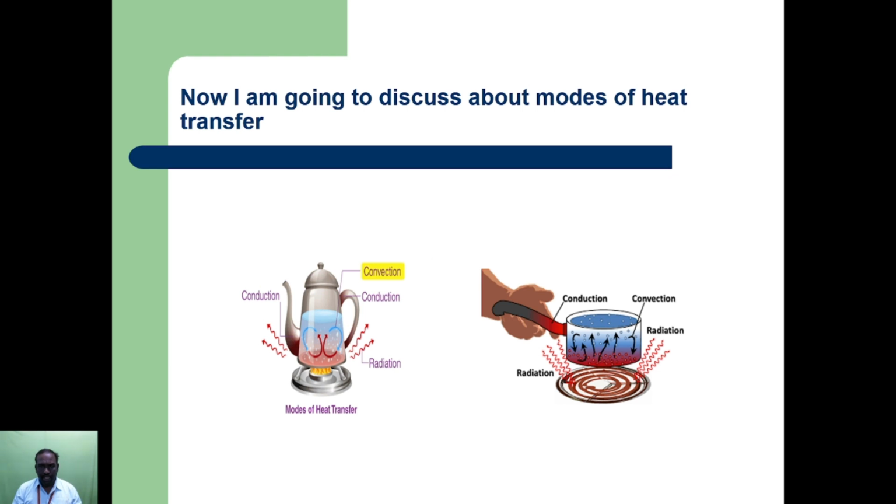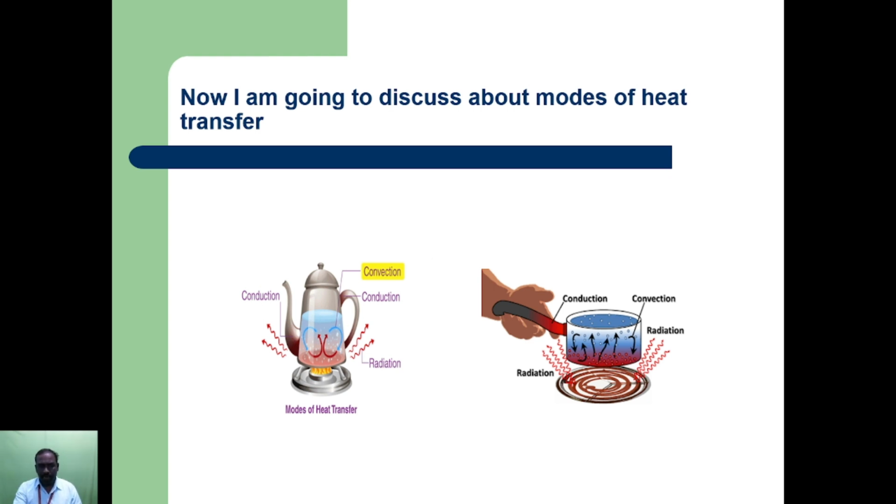Next I will explain the modes of heat transfer. What are the modes of heat transfer? There are 3 modes of heat transfer in HMT. One is conduction, the second is convection, and the third is radiation. These are the 3 modes of heat transfer.